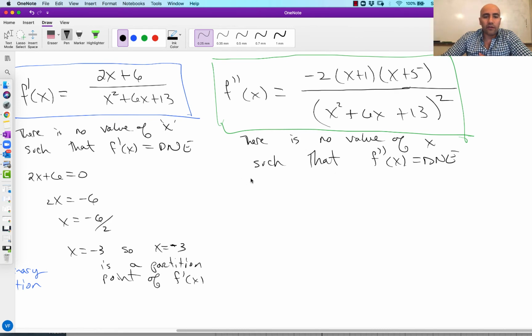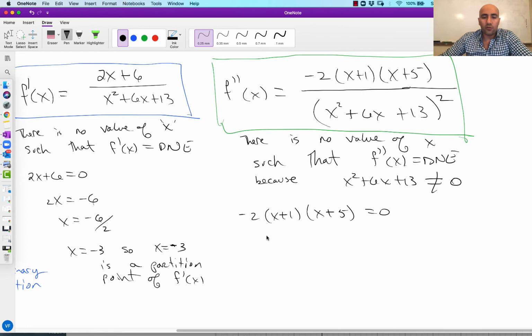Again, just like over here, this is because x squared plus 6x plus 13 is never equal to 0. There's no input value x that can give you a 0. We've already established that. Okay, but then we can find the places where the second derivative does equal 0. That'll be whenever the numerator equals 0. So we can set minus 2 times (x plus 1) times (x plus 5) equal to 0.